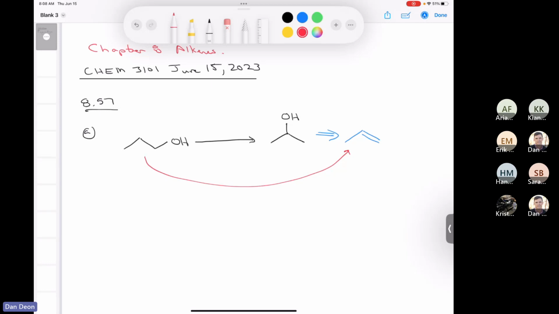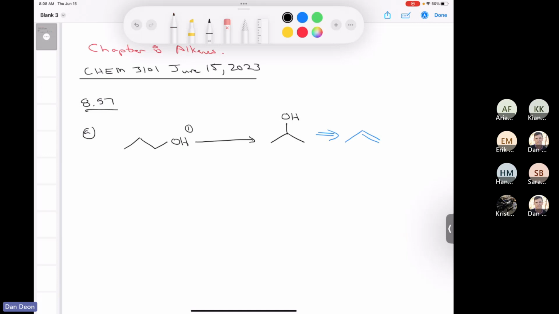Well, there's a couple of ways you could do it. You could make a tosylate, and then you could do an elimination reaction that way. But the easiest way to go from this alcohol to this alkene that I have in blue is to treat it with concentrated sulfuric acid.